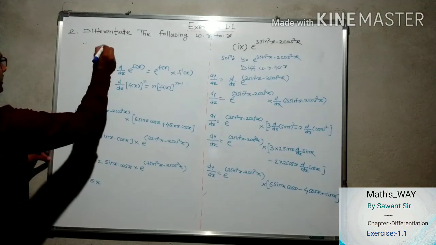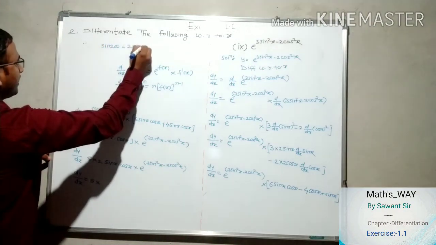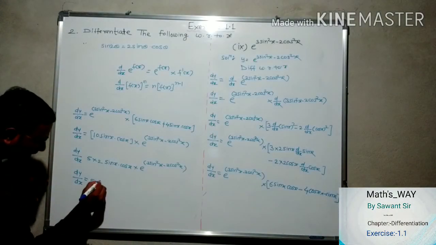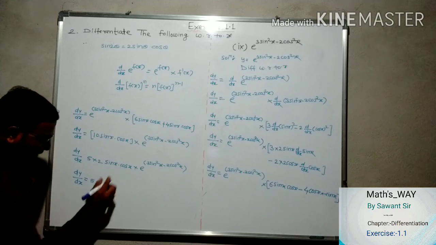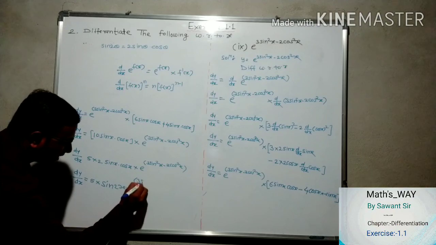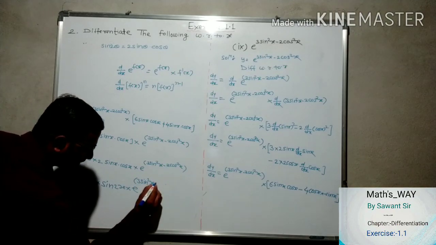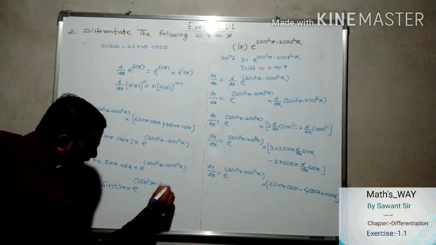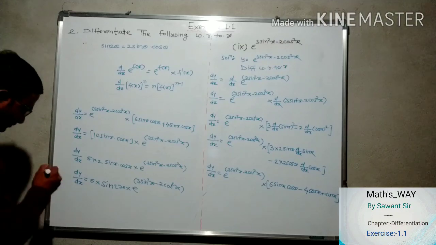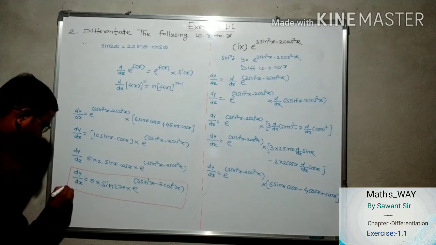The formula of sin 2 theta is equal to 2 sin theta into cos theta. So that is 2 sin x into cos x. So sin 2x into e to the power 3 sin square x minus 2 cos square x. So this is a final answer. Okay.